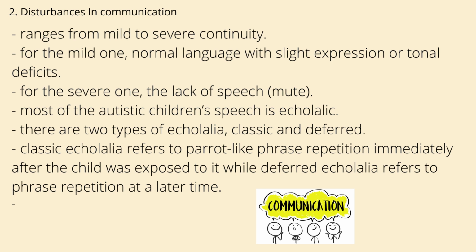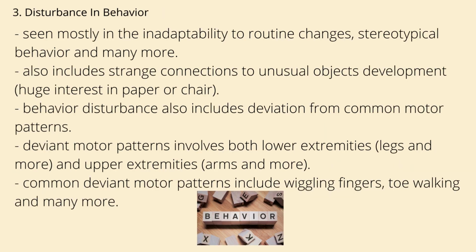Second one, disturbance in communication, which can range from mild to severe continuity. For the mild one, normal language with slight expression or tonal deficits. For the severe one, there is a lack of speech, which is also known as mute. Most of autistic children's speech is echolalic. There are 2 types of echolalia, classic and deferred. Classic echolalia refers to parrot-like phrase repetition immediately after the child was exposed, while the deferred echolalia refers to phrase repetition at a later time.